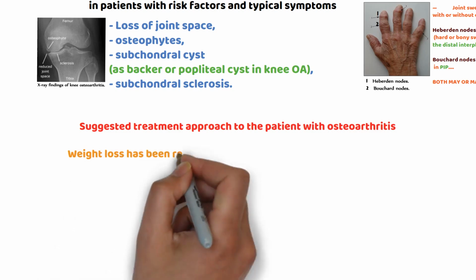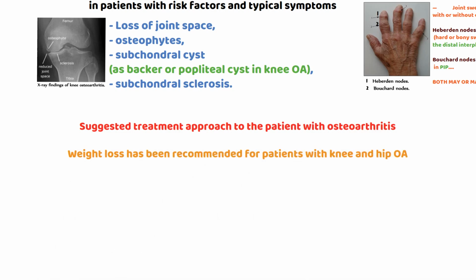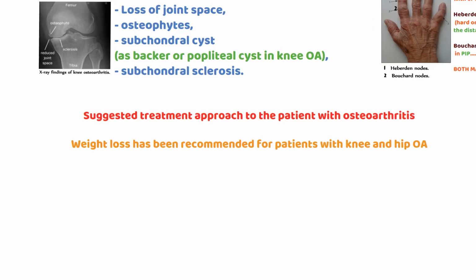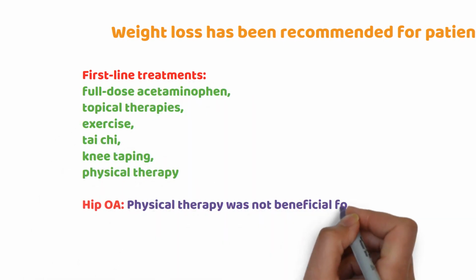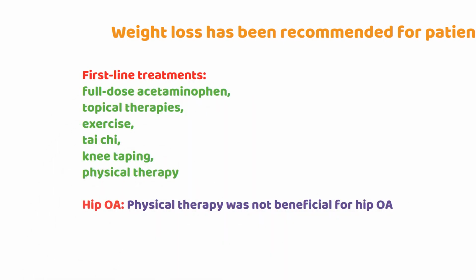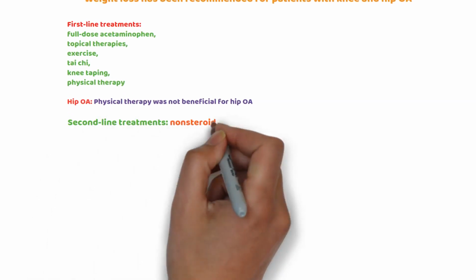Regarding the suggested treatment approach to patients with osteoarthritis, the first line is weight loss. Weight loss has been recommended for patients especially with knee and hip osteoarthritis. First line treatment is full dose acetaminophen or paracetamol, topical therapies, exercise, Tai Chi. Tai Chi is a group of exercises that maintain joint mobility and muscle flexibility. In addition, knee taping, physical therapy. Hip osteoarthritis has a special recommendation that physical therapy was not beneficial for a patient with hip osteoarthritis.